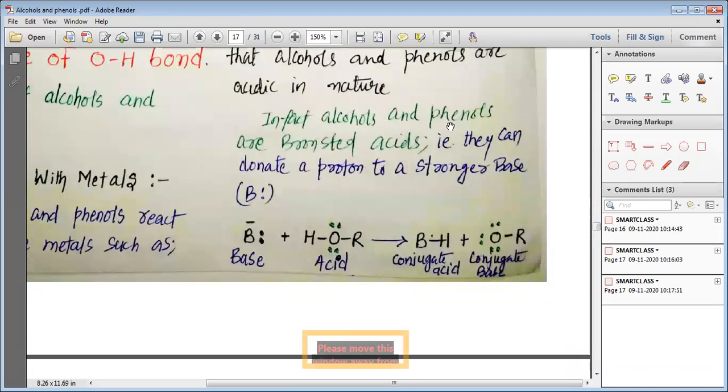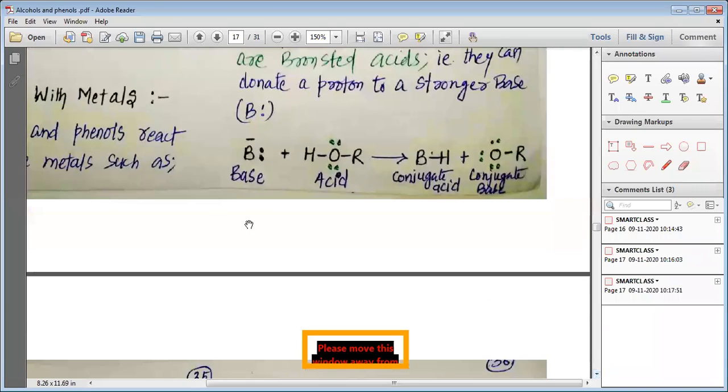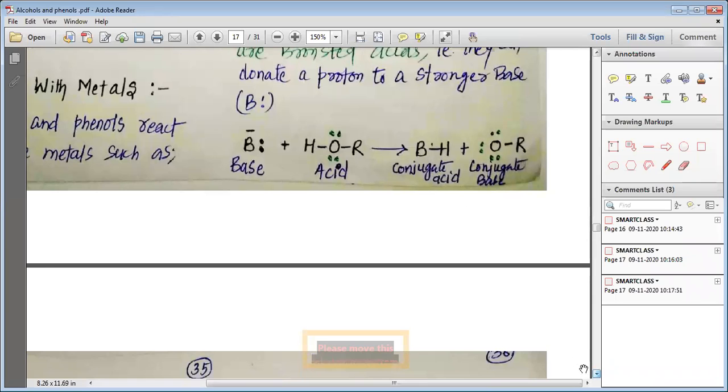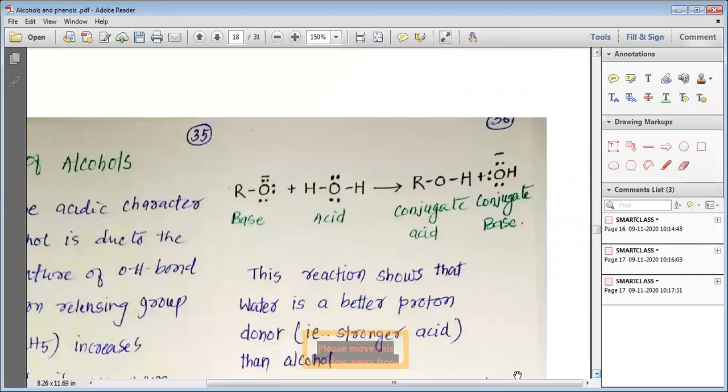In fact, alcohols and phenols are Bronsted acids, that is, they can donate a proton to a stronger base. For example, if you have a stronger base B minus, and an alcohol ROH, it simply gives us BH, which is a conjugate acid, and RO minus, which is a conjugate base.